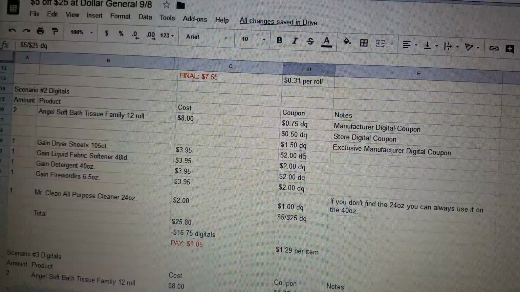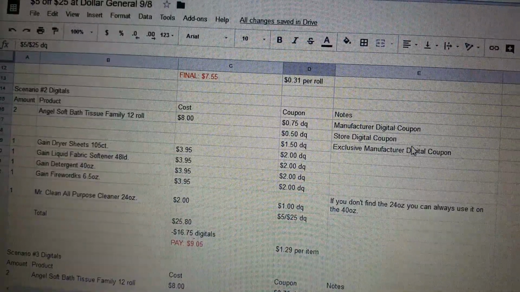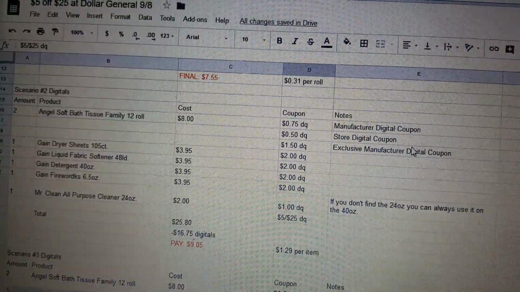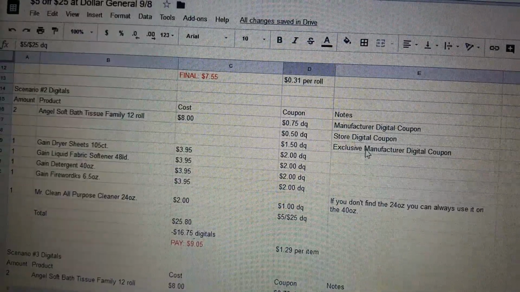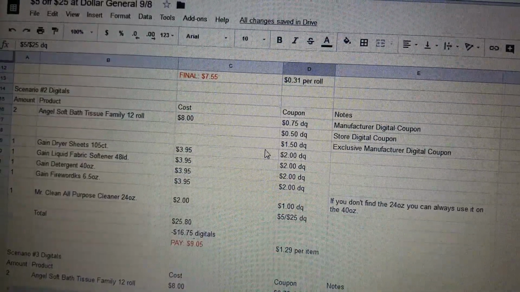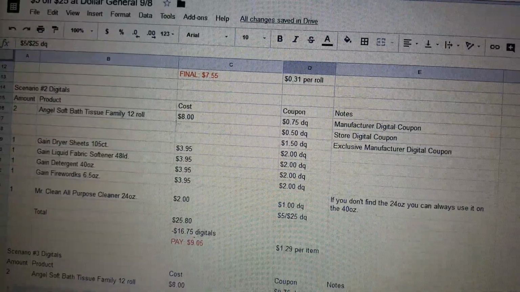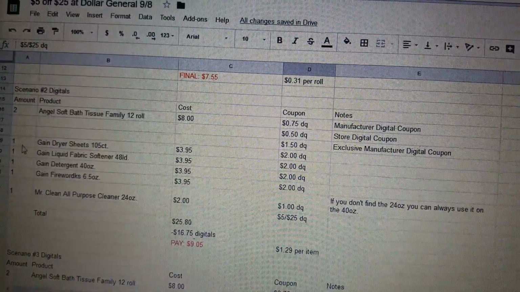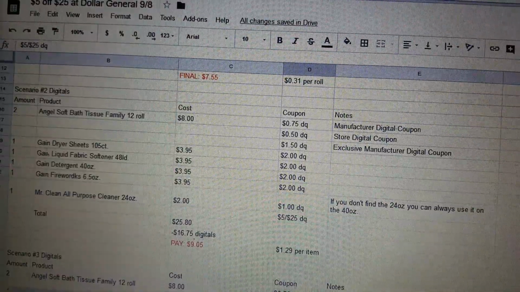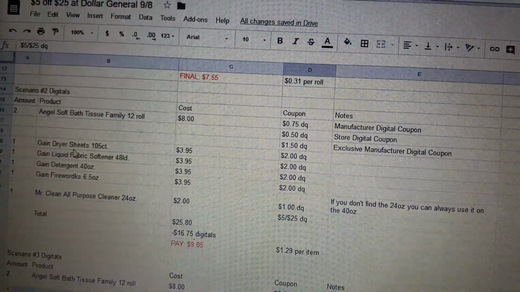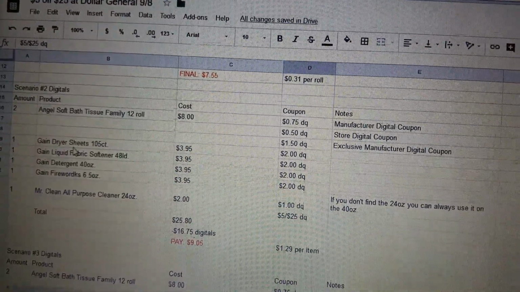Now, if you don't have the $1.50 exclusive manufacturer digital coupon, this is still a really decent deal. But it looks like quite a few people actually got this digital, so I wanted to make sure I just went ahead and did this deal, because this is really good, especially if you have that exclusive. And then I went ahead and added us one of the Gain dryer sheets, 105 count. They are $3.95. We have a $2 digital.